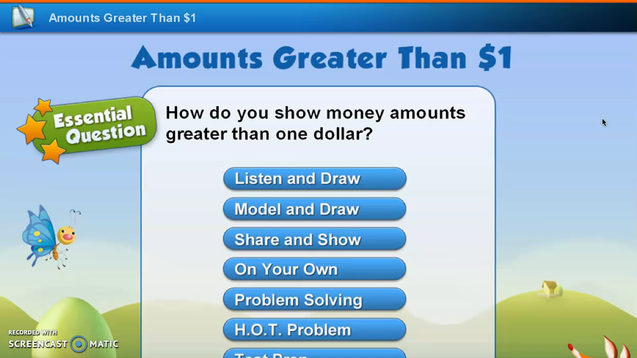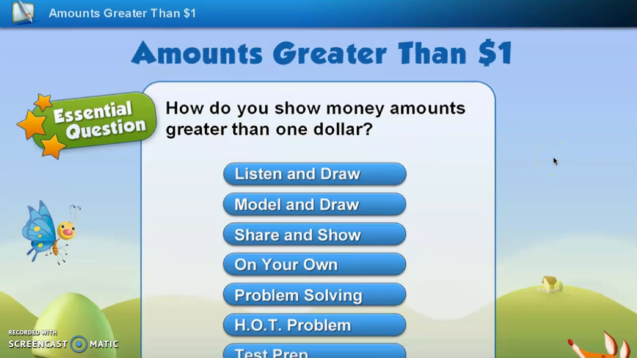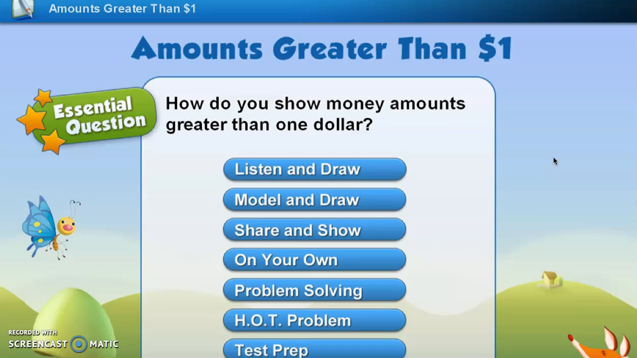Remember, we are doing chapter 7.6, which is amounts greater than $1. And the essential question that we're thinking about and asking ourselves is, how do you show money amounts greater than $1? So we're going to do some extra activities to help us better understand when we know something is greater than $1 and how we would write that amount out.